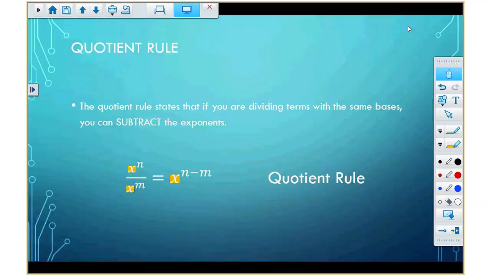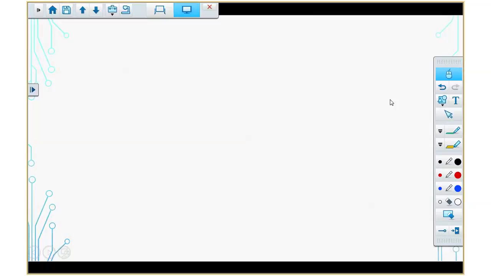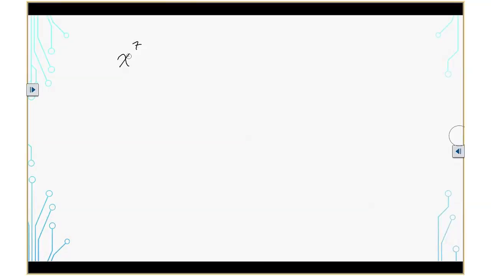So, if you divide using the quotient rule, you subtract the exponents. Now you got to be careful on this one, because when you're subtracting exponents, you got to put the minus sign in front of the second one, and that changes things. So let's do something simple.